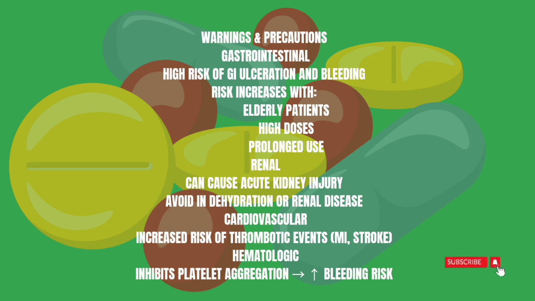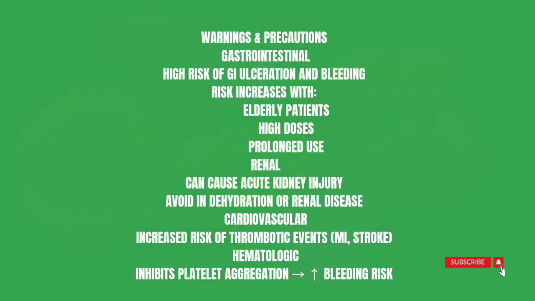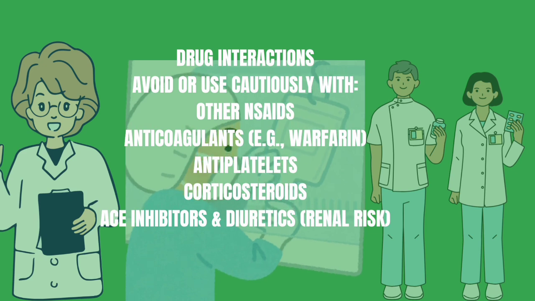Now, these are warnings and precautions. For the gastrointestinal effects, there's a high risk of ulceration and bleeding, and the risk increases with elderly patients, high doses, and prolonged use. For the renal part, it can cause acute kidney injury, so avoid dehydration or renal disease. And for the cardiovascular aspect, it increases the risk of thrombotic events, myocardial infarction, and stroke. And then for the hematological part, it inhibits platelet aggregation, which will increase the bleeding risk.